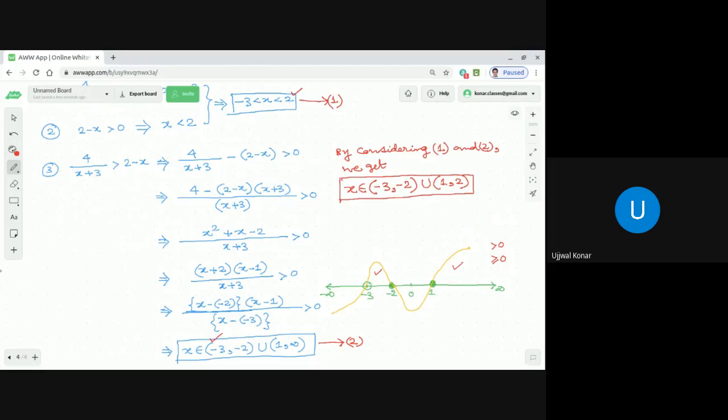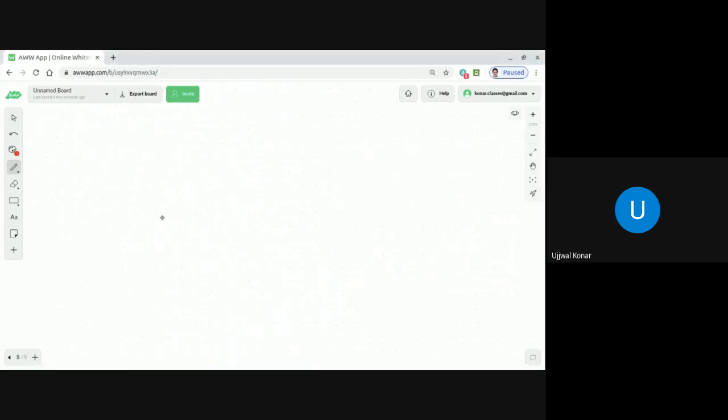The next question you are going to get within a few seconds, which I'm going to show you on the next page. Here the question is: find all x such that log of x base 1 by 2 is greater than log of x base 1 by 3. To solve this kind of question, dear students, you need to take a different approach.